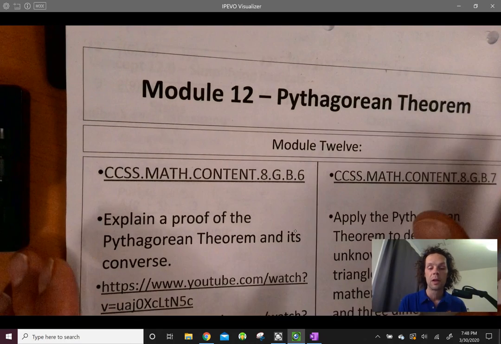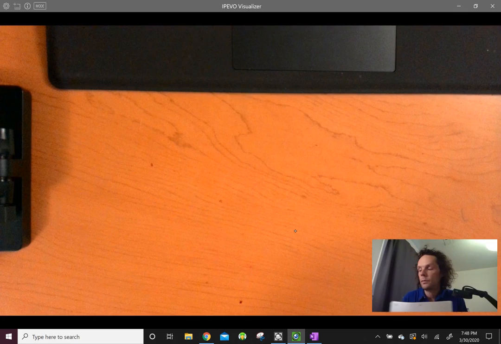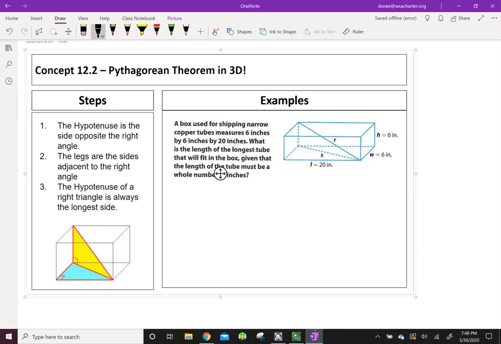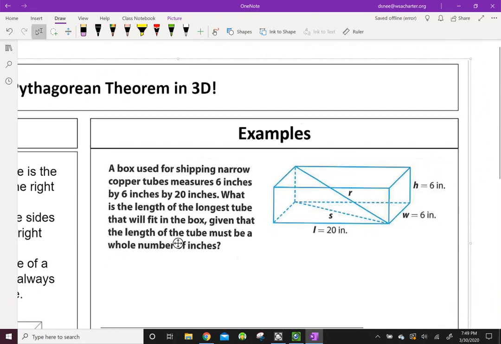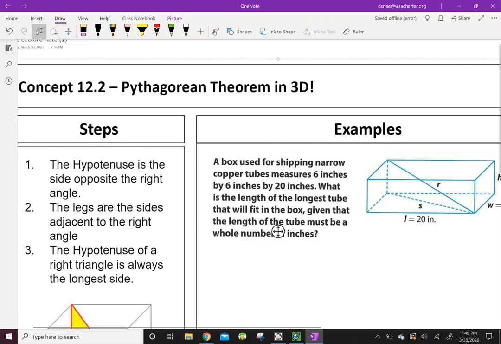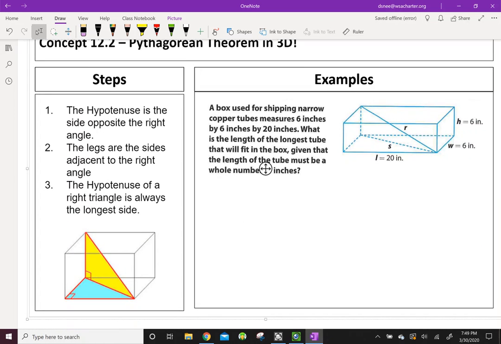I'm going to click over to my digital notes and work there. And this is where we're going to get started, okay? We remember that the Pythagorean theorem helps us find the side lengths of right triangles, okay? And today we're going to apply that to three-dimensional shapes.